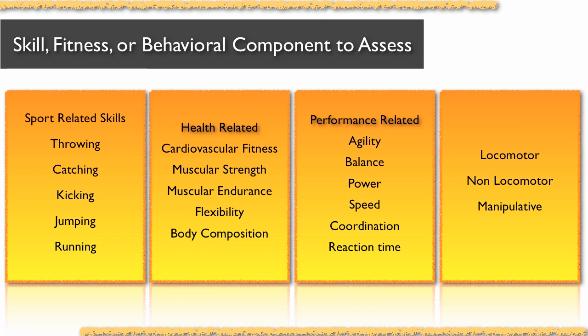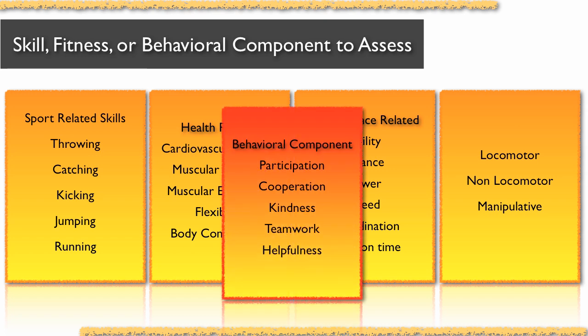You can also select a fitness component to assess. This would be any one of the health-related or performance-related components, including cardiovascular fitness, muscle strength, muscle endurance, flexibility, agility, balance, power, speed, coordination, or even reaction time. Or you can identify a behavior to assess. This is a bit more difficult to develop a rubric for, but it is possible. A behavioral component would include things such as participation, which is difficult to measure, cooperation, kindness, teamwork, or even helpfulness.